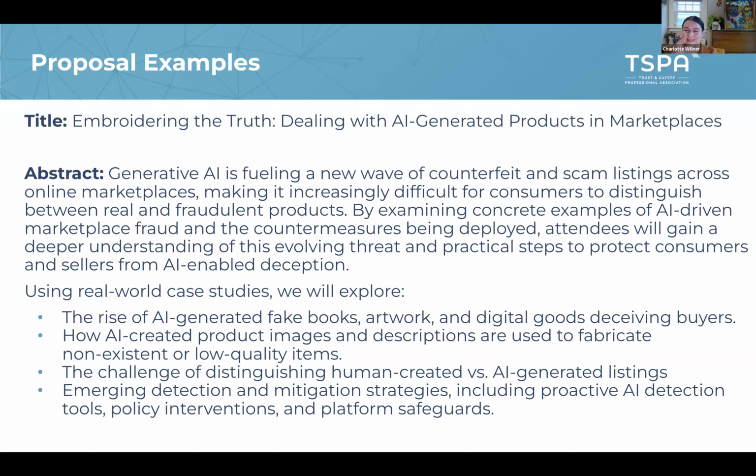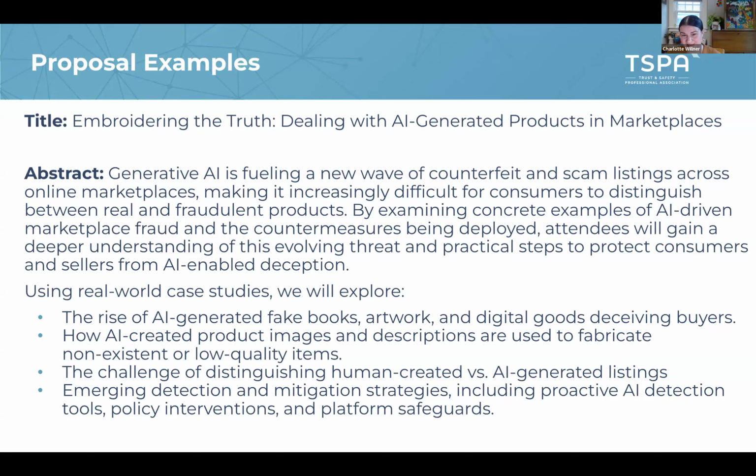But now what you'll see is the proposal's a lot more specific. It's about, yeah, Gen AI is a threat. And actually what we're going to talk about today is AI-driven marketplace fraud. And specifically, we're going to be talking about AI-generated fake books and AI-created product images, how you might think about human-created versus AI-generated listings, and different detection and mitigation strategies. The abstract, again, is what will be publicly available to the audience.